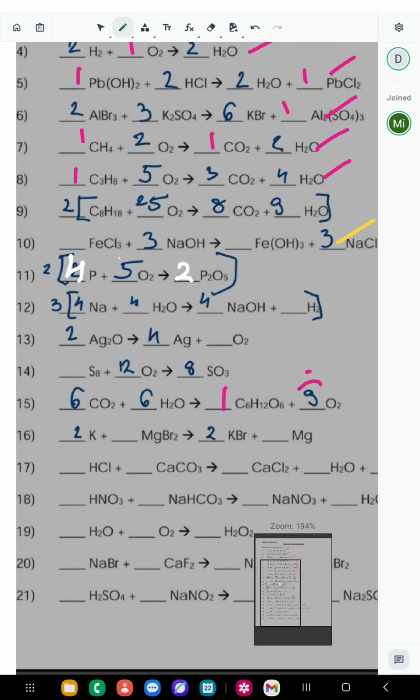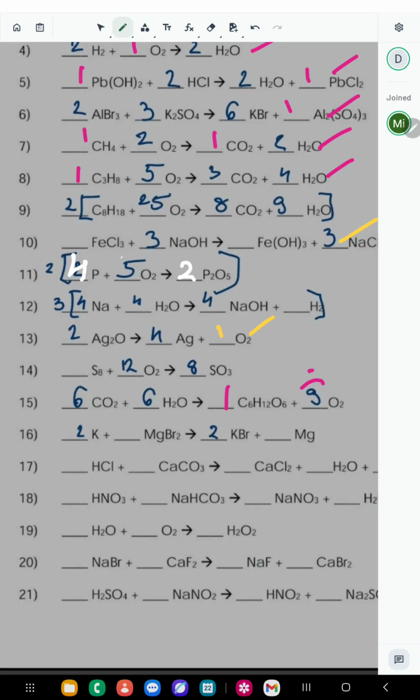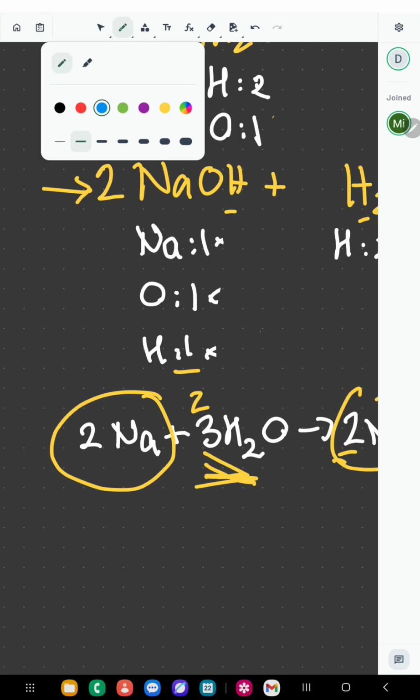13, you have 2, 4, 1. Okay, that one is correct. And then 14, 1, 12, 8. That's correct. And 6, 6, 1. This one, it should be 6. Where did you get, how did you get 9?